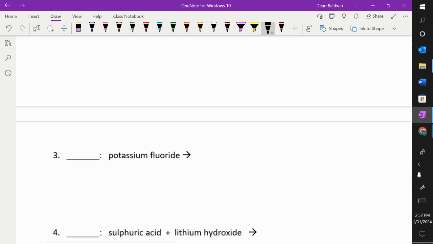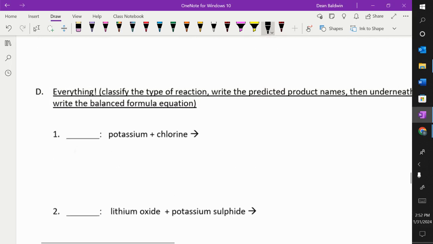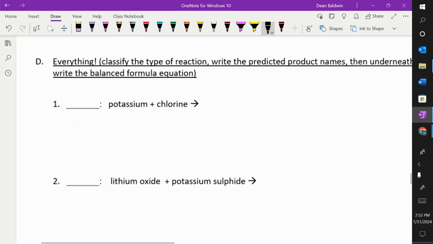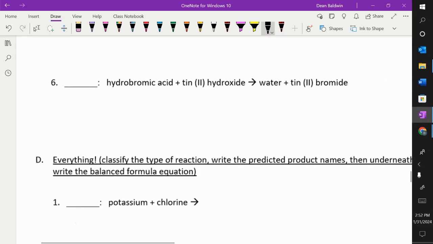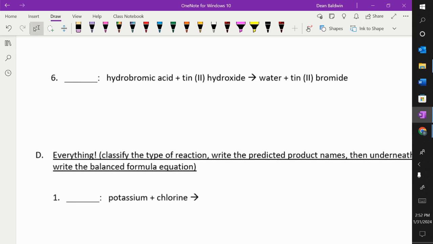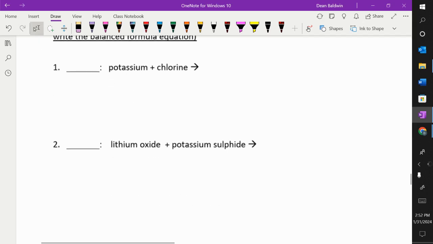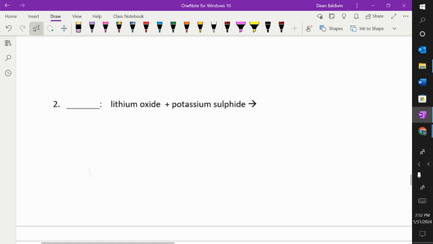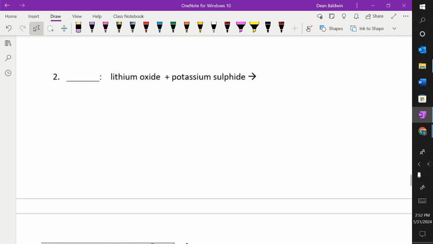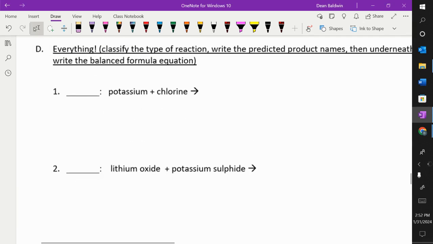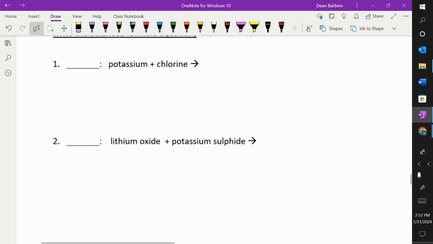All right, the next set. Do you want me to do one of these ones where we predict the products? I think we should do one of those. So you're going to do that for those. You're just going to write the equation and balance it. But let's go here, and we'll do number 2 on the bottom of the page where we're doing everything.